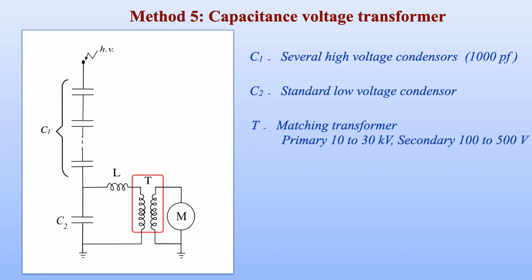So this is a potential transformer, isolation transformer, or matching transformer, having primary voltage lying in the range of 10 to 30 kV, but the secondary voltage you can see is well within the reach of any simple voltmeter, the 100 to 500 volt which are available in the lab. We can even connect the pressure coil of a wattmeter for the purpose of measurement of voltage through this type of arrangement.